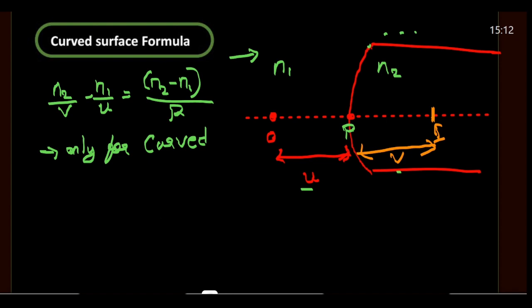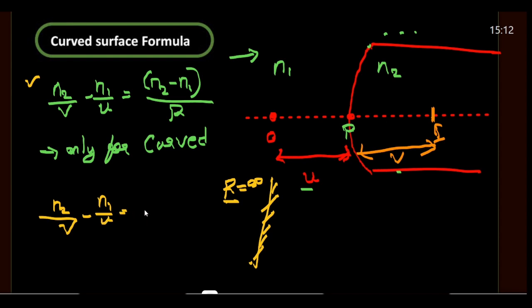Let's take a plane mirror. This is the coated surface and this is the reflecting surface, and here r is infinity, right? For plane mirrors, the radius of curvature is infinity. So let's substitute this r value in this formula. Then it becomes n2 by v minus n1 by u is equal to n2 minus n1 by infinity, right?